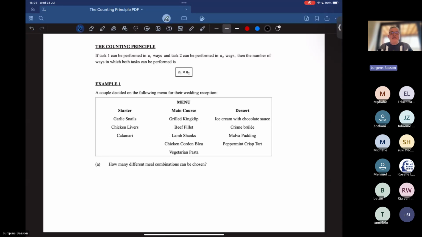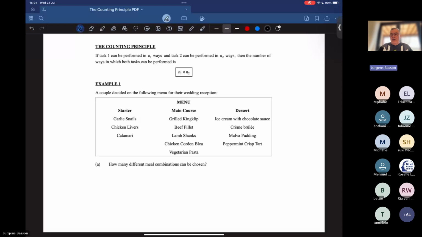So you will notice on this first page there's a short little definition that I've put in here. I said there that if task 1 can be performed in N1 ways and task 2 can be performed in N2 ways, then the number of ways in which both tasks can be performed is N1 times N2. So when we look at a question, we need to first determine how many tasks there are, and then how many ways we can do every task.